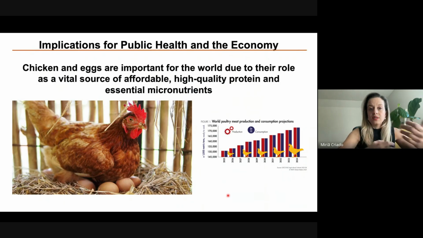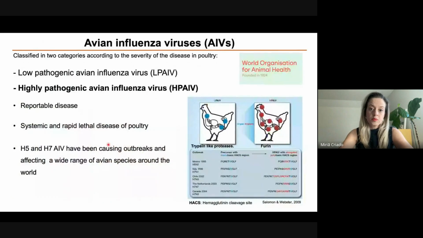Therefore, this virus has been circulating and is really detrimental to poultry. I will show you later that these animals are really susceptible and usually die when they are infected, especially with highly pathogenic avian influenza. So it's really important also to control the disease, because if you control the disease in this main susceptible species, you are able to control the spread to other ones.